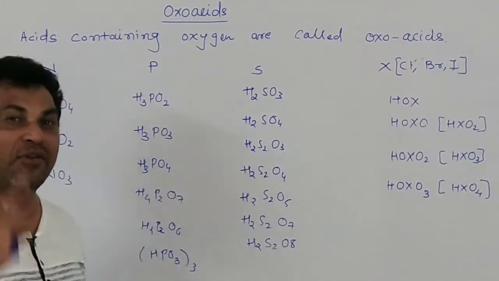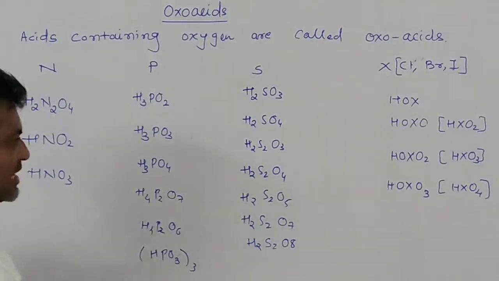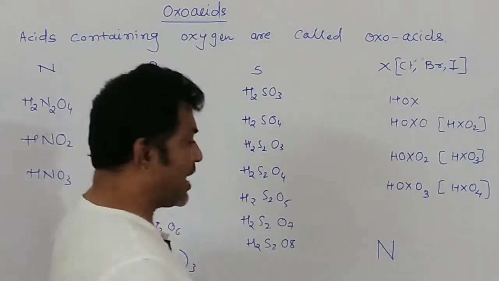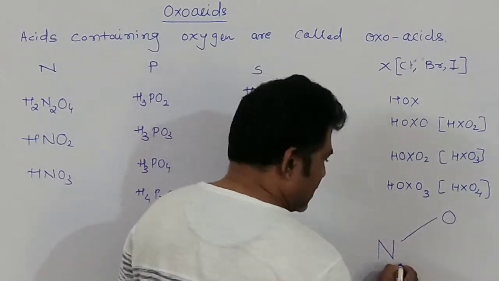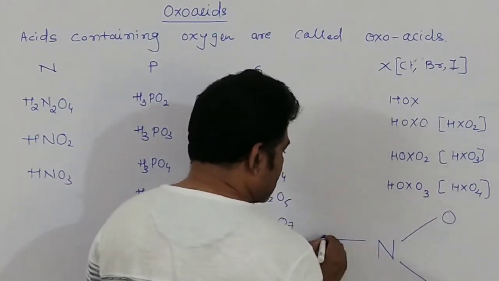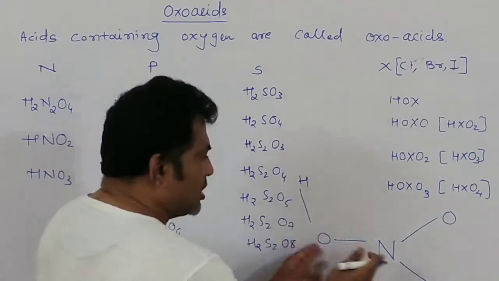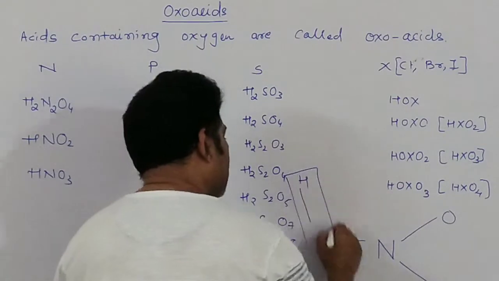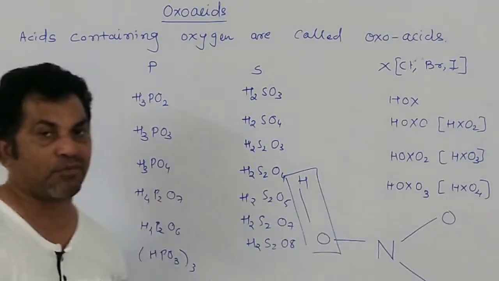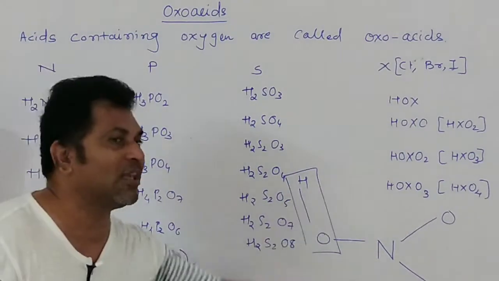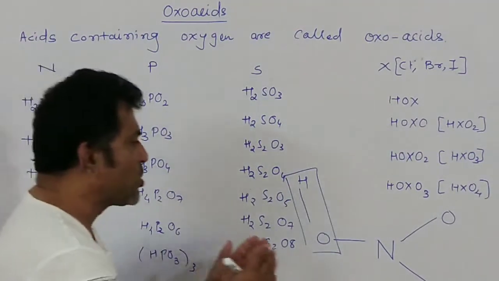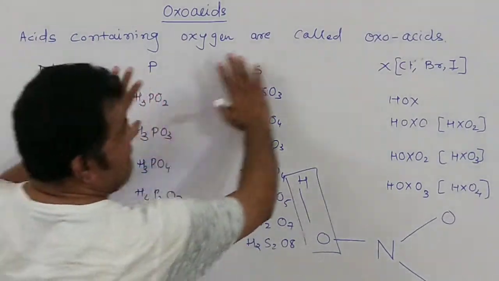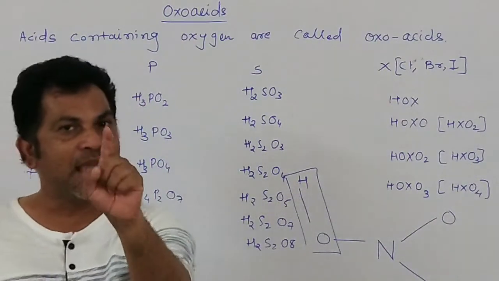I will show you one. You have studied nitric acid, so I am going to show you only nitric acid. The nitric acid structure was like this: one oxygen here, another oxygen here, here one oxygen and one H. So this was the structure of nitric acid, and you can see here the OH. This OH group is nothing but the hydroxy group. It is also known as a basic acid. That's why all these oxo acids are basic acids.